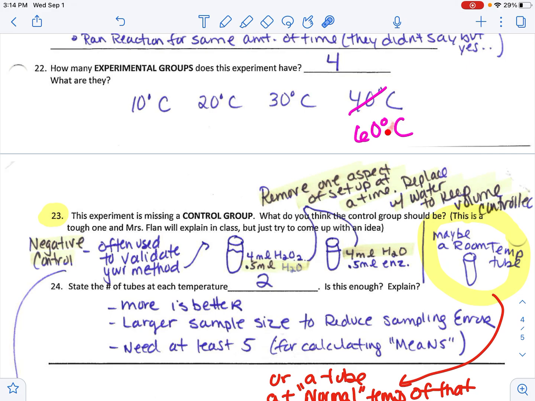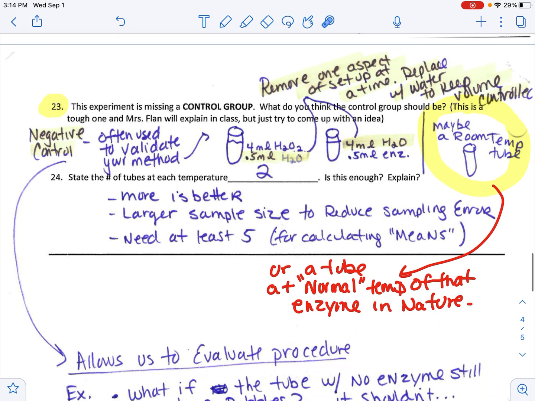There's a typo there in my answer key. That should have been 60 degrees, not 40. And the rest of this, I kind of just talked about this. These are the negative controls. Again, they're often used to validate our method.